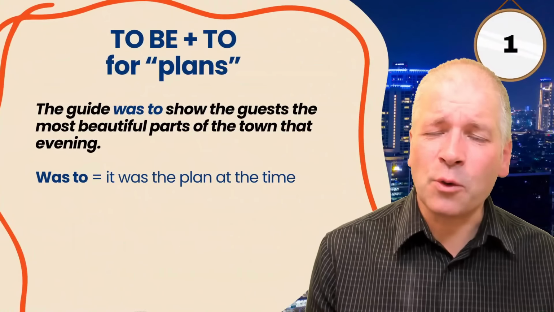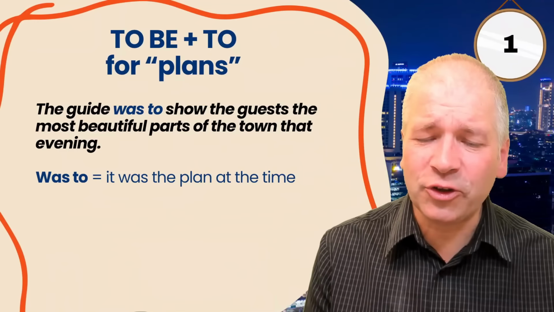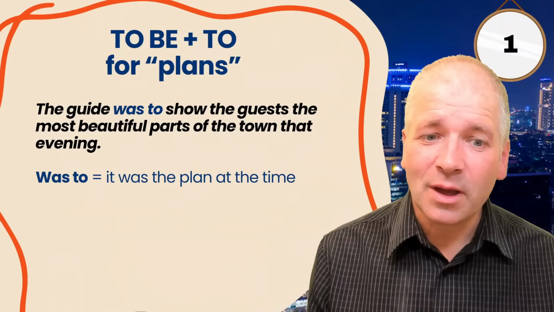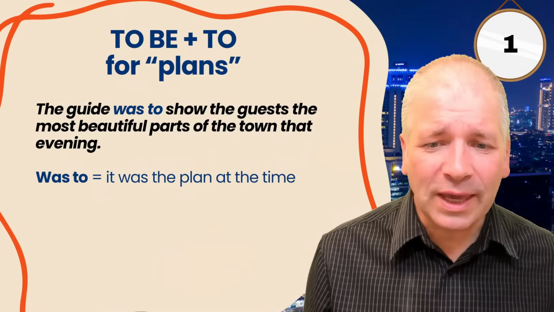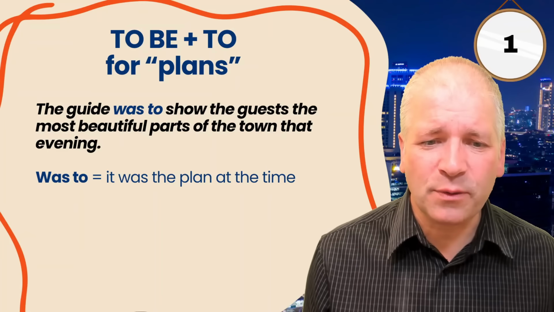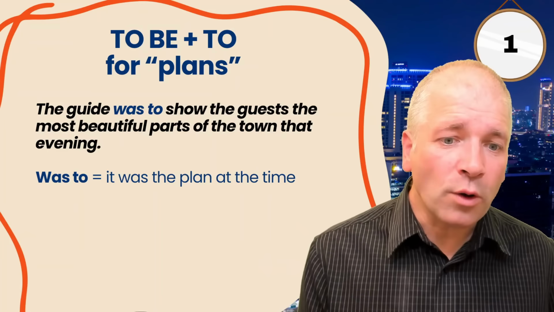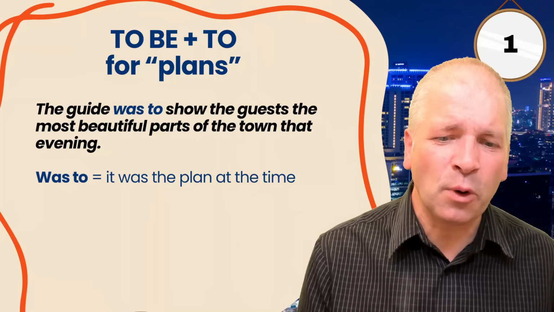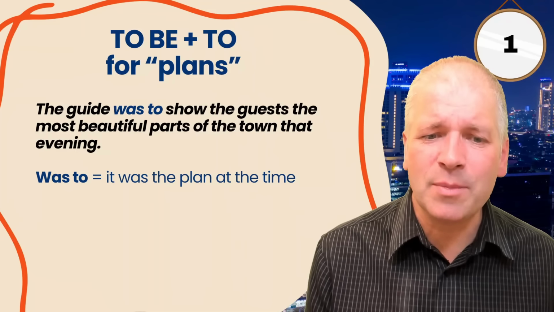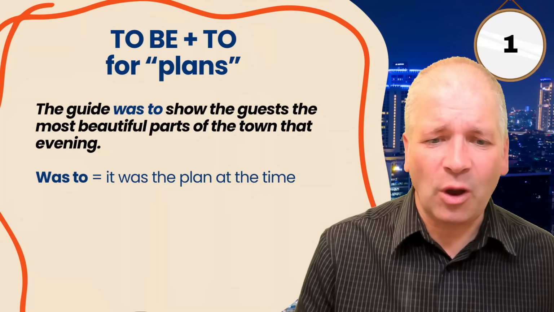And don't forget that we can use to be followed by to for plans. The guide was to show the guests the most beautiful parts of the town that evening. So was to really means this was the plan at the time. The plan at the time was the guide showing the guests.